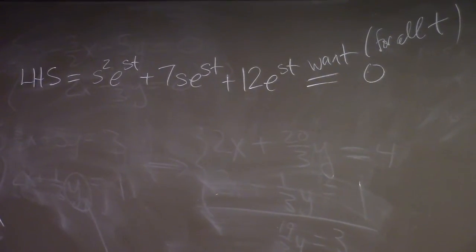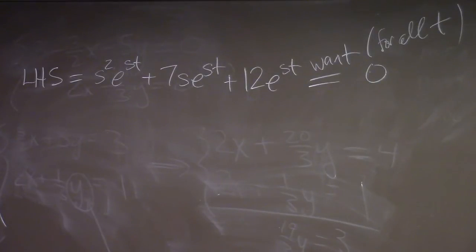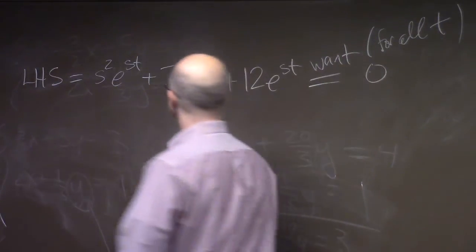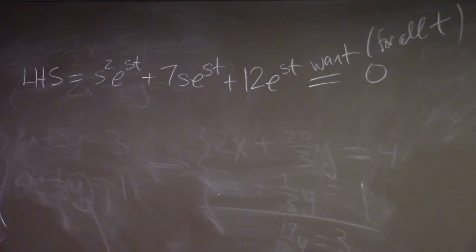Doesn't look at first glance like that's possible. How do you choose S so that that's always equal to 0? However, it is possible. How can I find a value or two of S that will make this work? This e to the st seems to be a complicating factor. How can you deal with that complication?